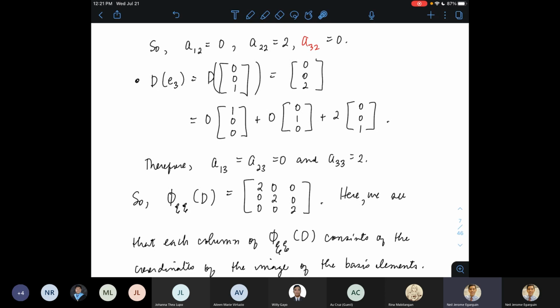And then we'll just need to arrange those coefficients into a matrix, and you see that we get the matrix 2, 0, 0, 0, 2, 0, and 0, 0, 2. And this is the matrix representation of the doubling operator with respect to the basis EE. Okay?